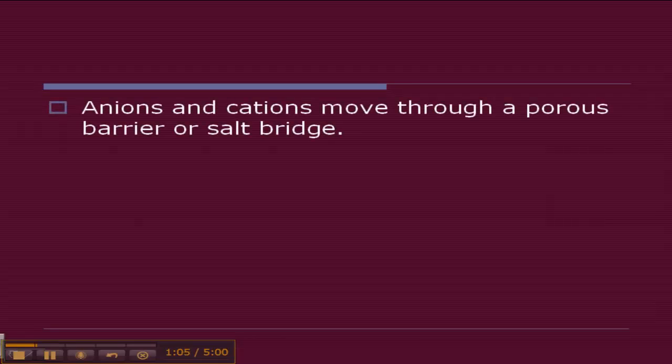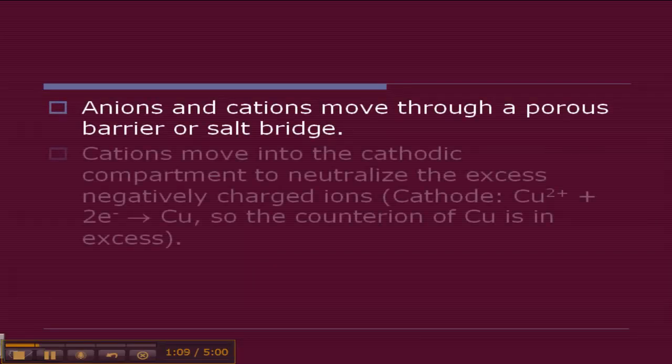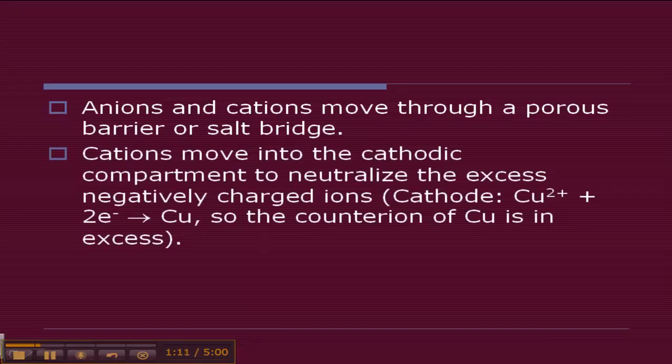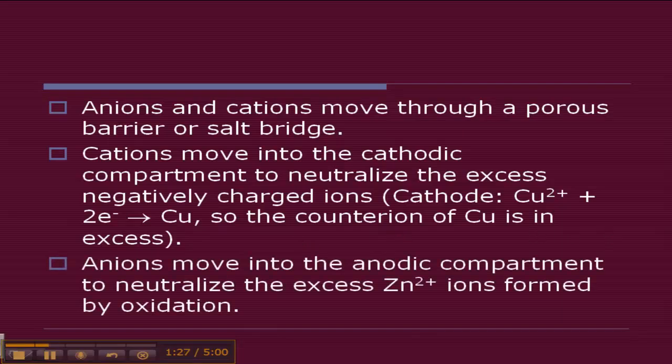Okay, so anions and cations are going to move through this porous barrier, the salt bridge. The cations move into the cathodic compartment to neutralize excess negatively charged ions. So your cathode is copper plus 2, your electrons need to go in there, and the counter ion of copper is in excess. The anions move into the anodic compartment, not a funny word, to neutralize the excess zinc that's formed by oxidation.